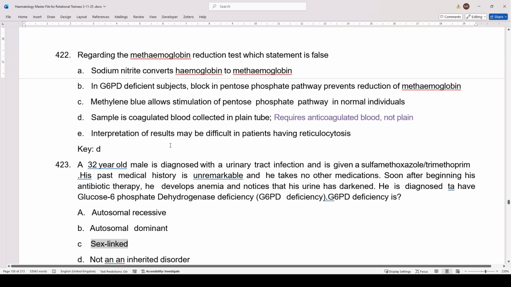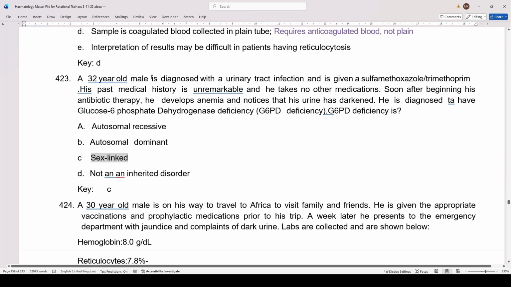Okay, others are correct. A 32 years old male is diagnosed with UTI and is given sulfamethoxazole and trimethoprim. His past medical history is unremarkable and he takes no other medications. Soon after beginning his antibiotic therapy, he developed anemia and notices that his urine has darkened. This drug is notorious for G6PD deficiency, and if the patient has G6PD deficiency, it causes hemolysis. He is diagnosed as a case of G6PD deficiency. So this deficiency, G6PD deficiency, is what? Autosomal recessive, autosomal dominant, X-linked, or not inherited? So option C is correct here.